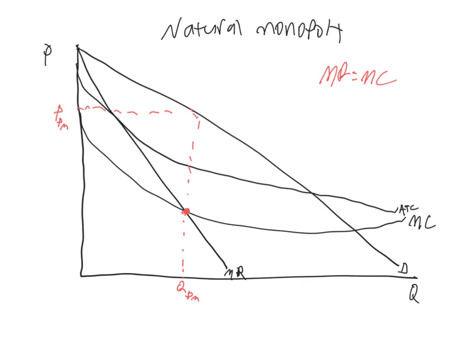Alright, so let's go back to finishing this. Now we can find the fair return. Let's talk about ATC, average total cost. I'll put that in blue. For fair return, you put the dot where ATC is equal to your demand. So right here, this will be your fair return quantity, and this will be your fair return price.